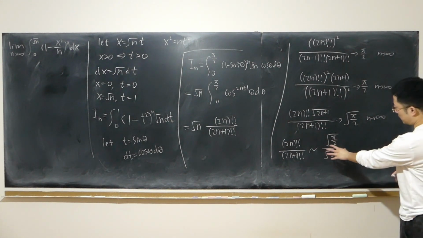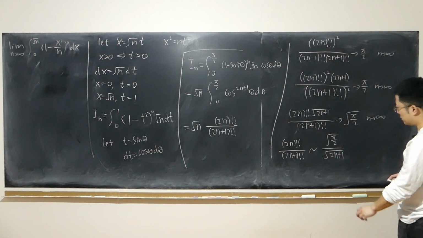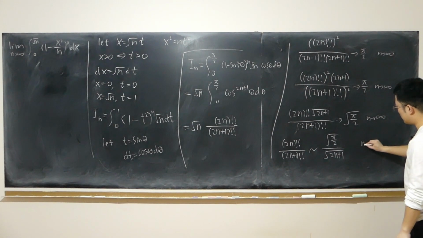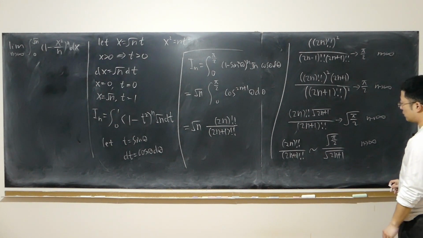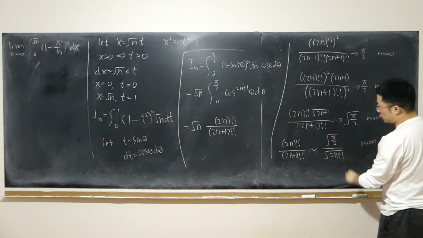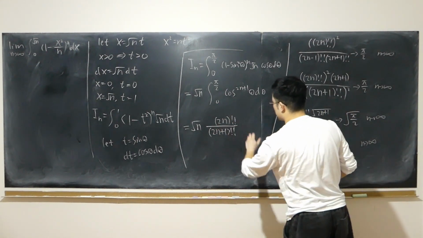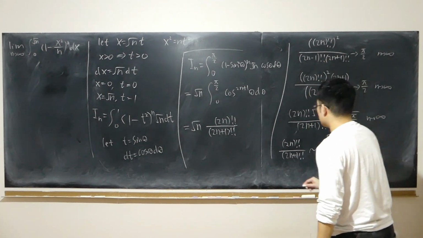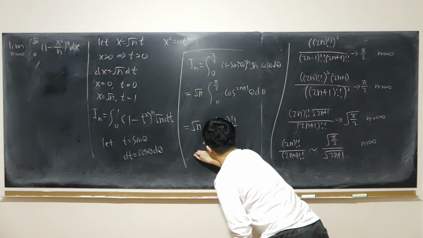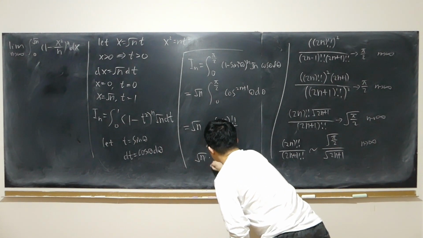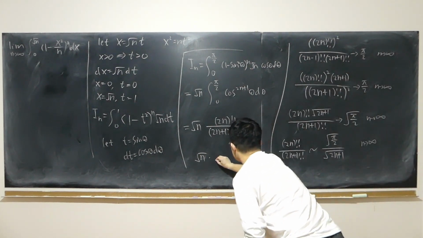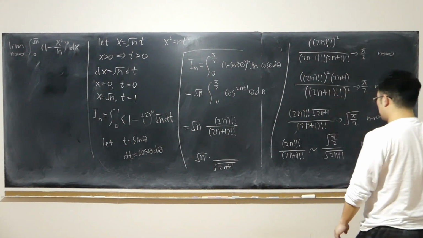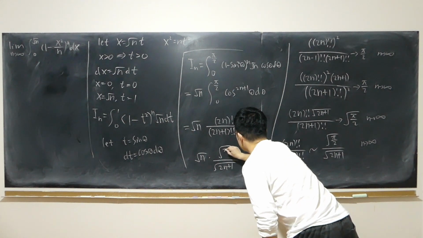So in other words, this and that are asymptotically equivalent. They approach infinity at the same speed as n approaches infinity. So I can replace this with this quantity when it comes to the limit. So all I need to do is have a look at the limit of square root of n times square root of pi over 2 over square root of 2n plus 1.